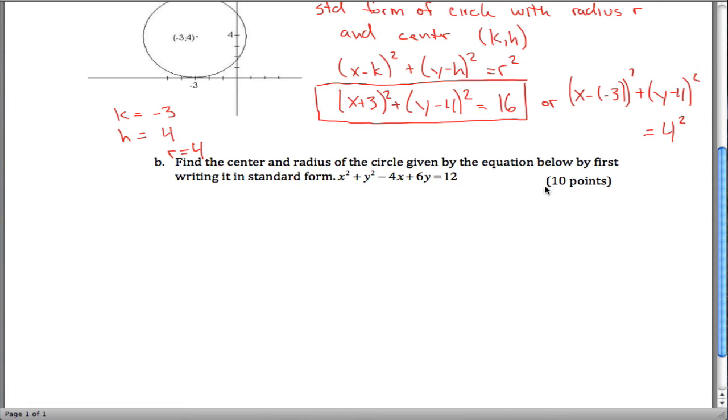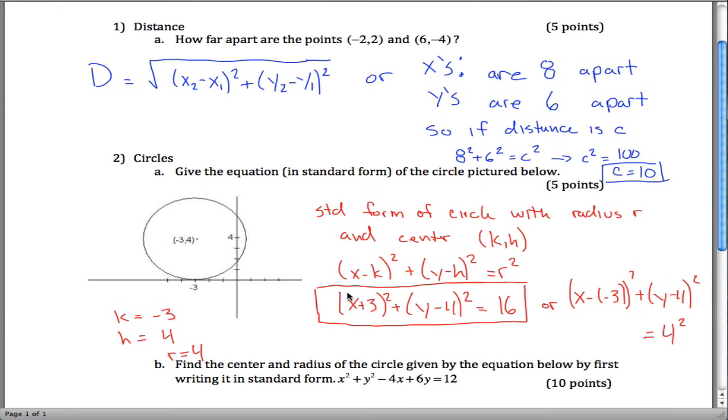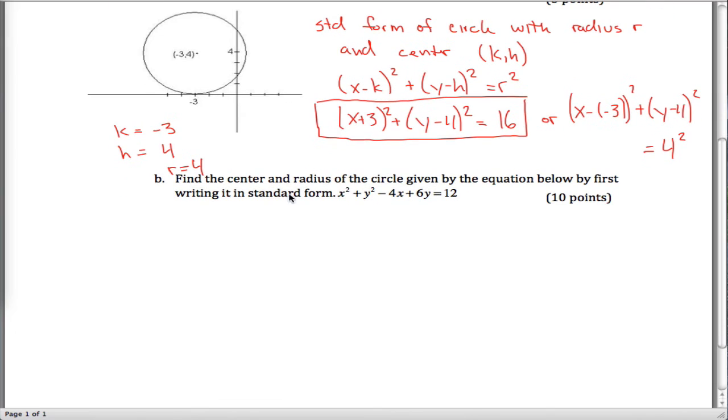Okay, last problem. This one's worth 10 points, so this is kind of half the quiz, right? This was only 5, this was only 5. Last one's 10 because it's the hardest, and probably the most important. Find the center and the radius of the circle given by this equation. So we're kind of working backwards. Here we were given the circle and had to come up with the equation. Here we're given an equation, not in standard form, and we want to figure out what circle it represents.